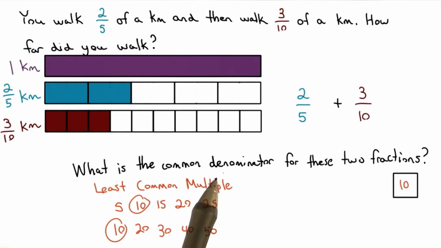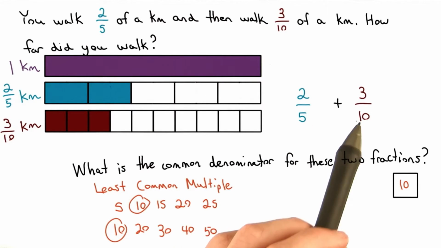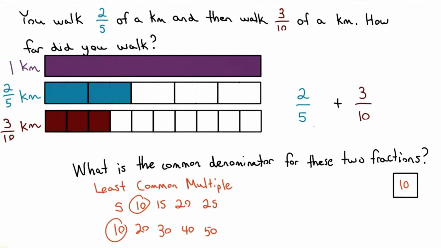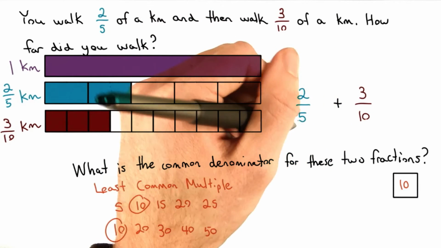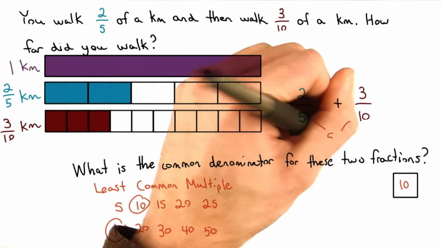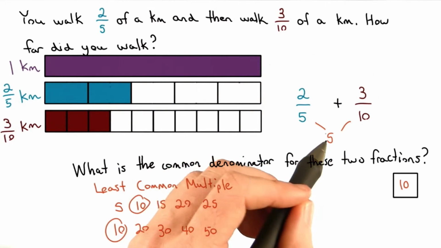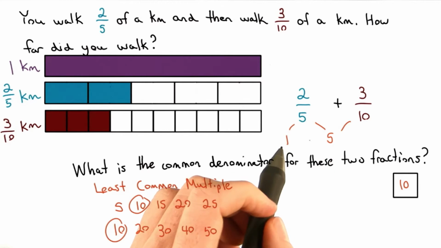Another way to find the common denominator is to find the factors of 5 and 10. I'm going to use a factor tree. I know the common factor for 5 and 10 is 5, so I put that in the middle. The other factors of 5 are 5 and 1, because 5 times 1 makes 5.